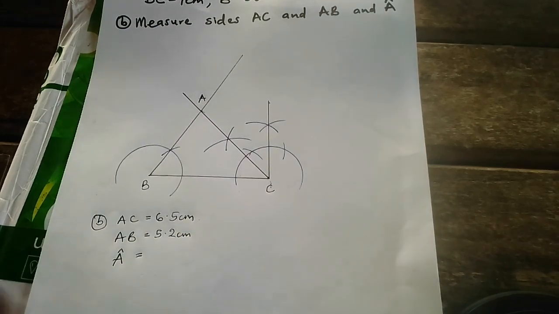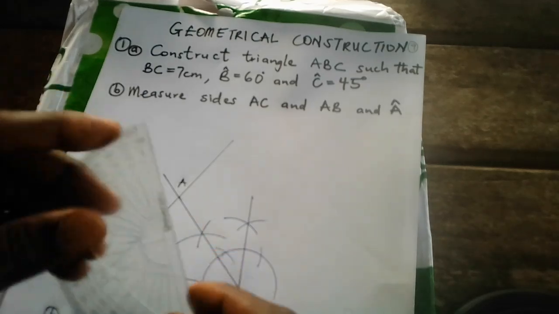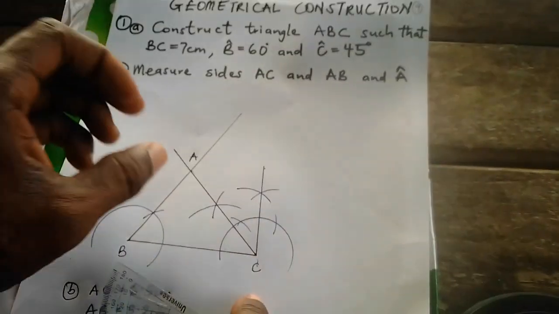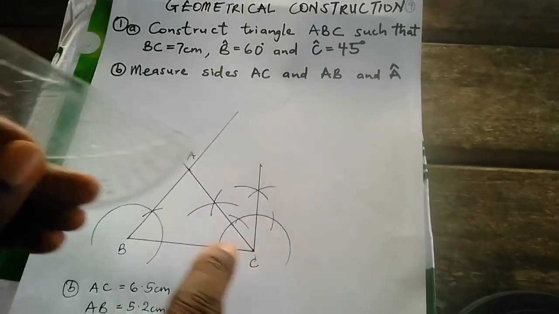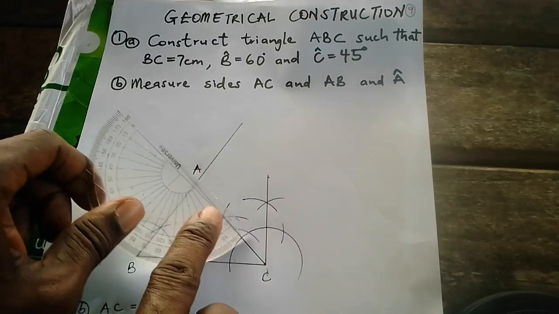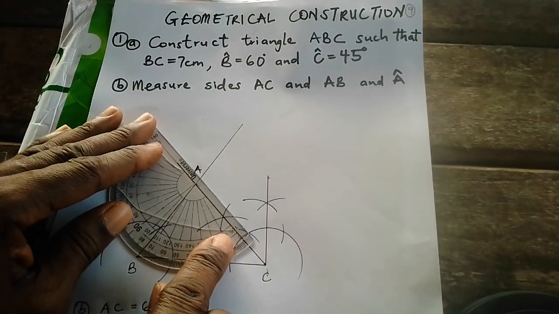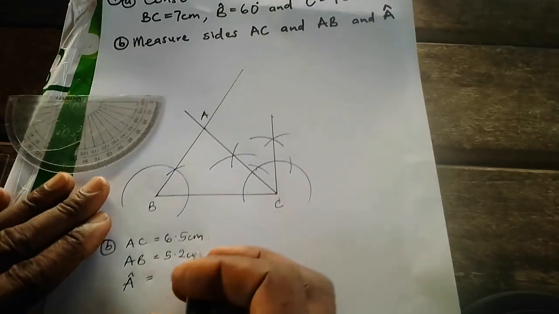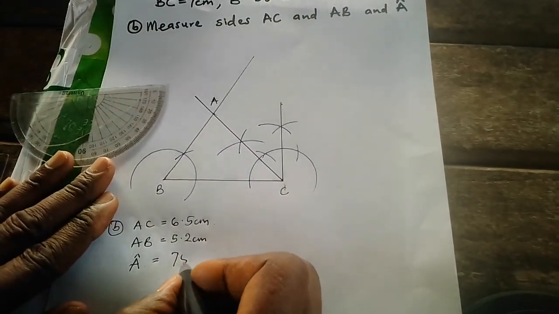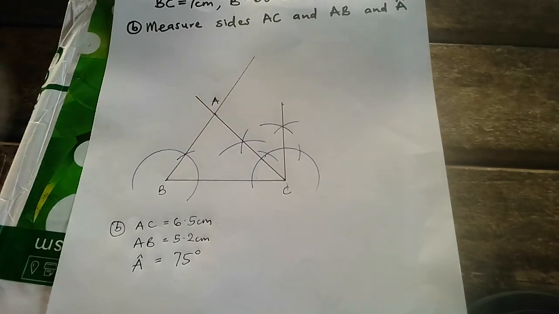Angle A. To measure angle A, we are going to use a protractor. So the center of the protractor will be at this point A. Then the line of this 0 degree will be on this line to measure the angle. So here I'm having 75 degrees. So my angle A will give me 75 degrees.